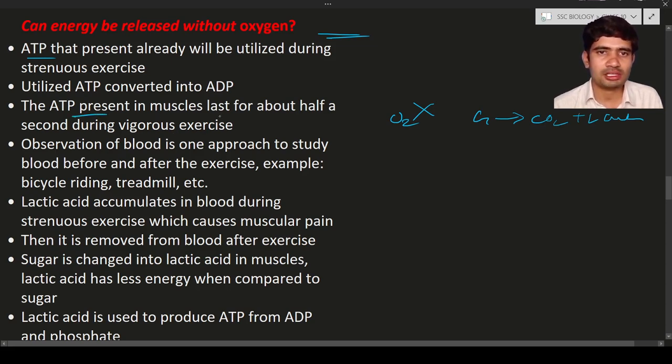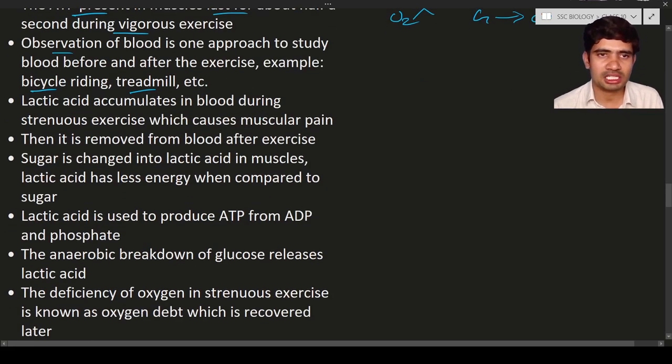The ATP present in the muscles lasts for only half a second, which is very little time during vigorous exercise. Vigorous means more and faster exercise. In one approved study, blood was observed before and after exercise, for example bicycle riding and treadmill. Comparing the blood, there were a lot of differences, like lactic acid accumulation in the blood during strenuous exercise, and muscle pain. These are the conditions seen in these individuals.